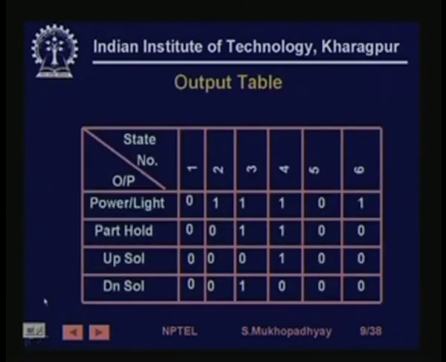That is also captured in what is known as an output table. The output table says that among the four outputs that we have, namely power light switch, part hold, up solenoid and down solenoid, what their status is, whether they are on or off in the various states. There are 6 states and 4 outputs. It says that the power light switch stays on in states 2, 3, 4 and 6, while the part hold stays on only during 3 and 4, up solenoid is 1 during 4 and down solenoid is 1 during 3.